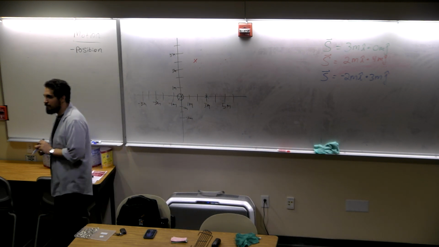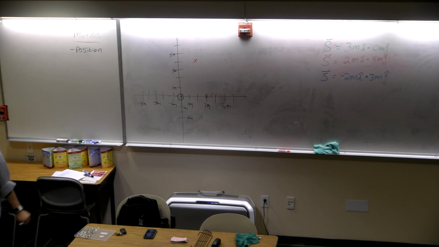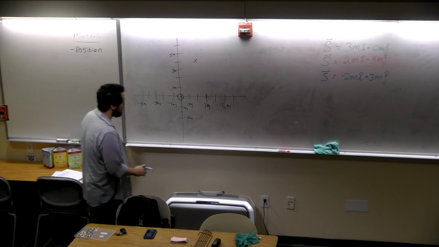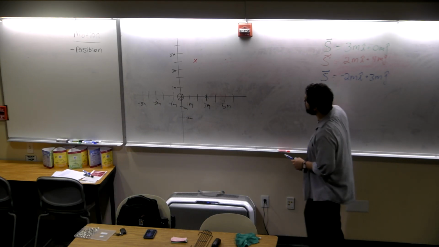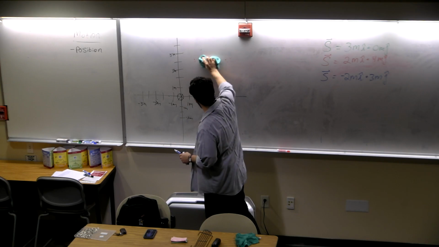All right. So the position you should have marked was 2 meters to the left. Negative 2 meters means to the left. And then 3 meters up, the position you should mark, that location right there. Not too bad, yeah? Okay.